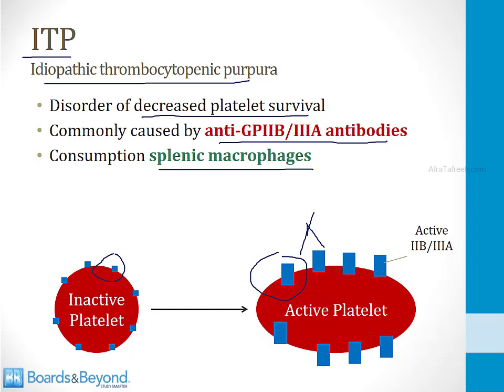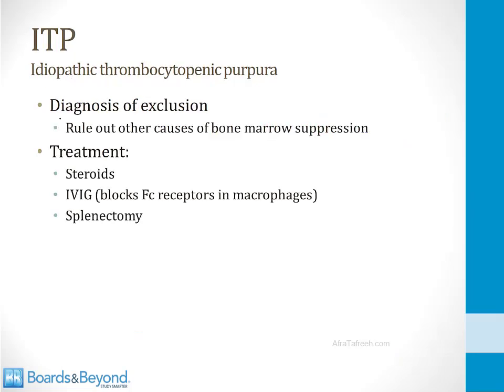So what you want to remember in terms of step one is that one of the most common reasons for ITP is antibodies to 2b3a, and that splenic macrophages are the source of platelet destruction. ITP is generally a diagnosis of exclusion. You need to rule out other causes of low platelet counts, especially bone marrow suppression. Once you do this, then that proves that something is causing the platelets to be consumed in the spleen, and that is the definition of ITP.